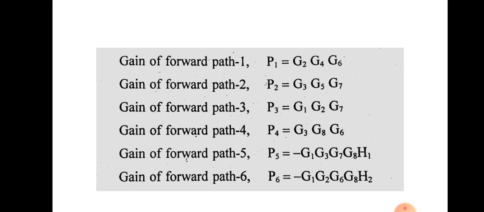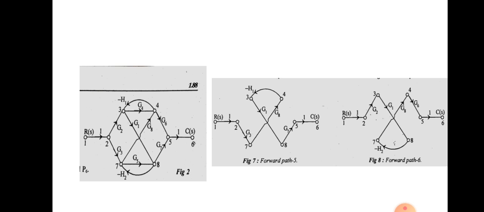And similarly we can find the third loop, starting from 8. It will go to 7, 7 to 4, 4 to 3 and 3 to 8. That is a closed path, you can see it, that is a curved path. We are considering the curved path. 8 to 7, the curved path gain is minus H2, and 7 to 4 the gain is G8, and 4 to 3 it is a curved path, that is minus H1 is the gain. 3 to 8 the gain is G1, that is starting from 8 it will go and end at 8.